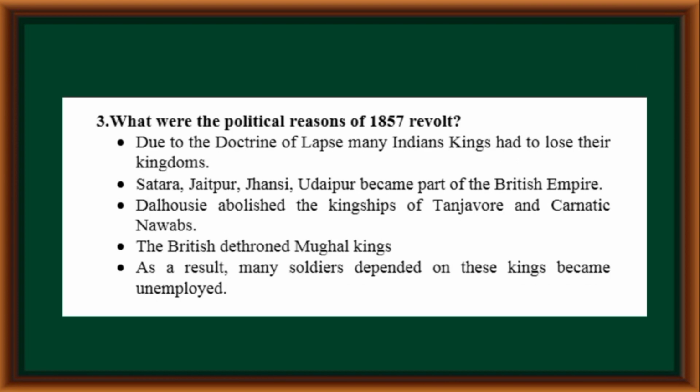What were the political reasons of the 1857 revolt? Due to the Doctrine of Lapse, many Indian kings had to lose their kingdoms. Satara, Jaipur, Jhansi, Udaipur became part of the British Empire. Dalhousie abolished the kingship of Tanjavur and Carnatic Nawabs. The British dethroned Mughal kings. As a result, many soldiers who depended on these kings became unemployed.